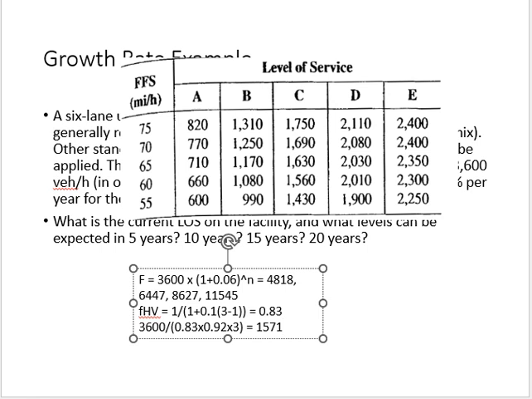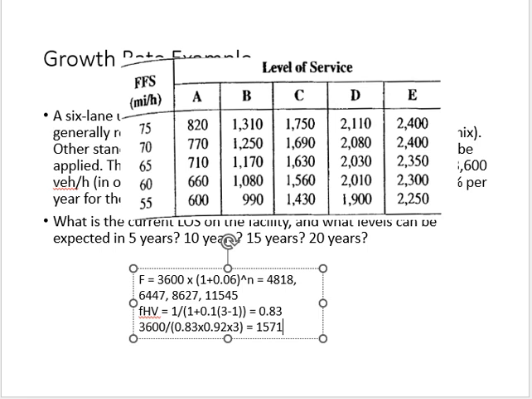Now you see this value, 1571, right? If I come here, the maximum flow rate of A is 710. So I'm more than the maximum, right? The maximum for B is 11 something. More, right? Maximum for C is 1560. It's still more, right? Maximum for D is this much. So I'm between these two. So my level of service is D. So for year 0, the current year, the level of service is D.